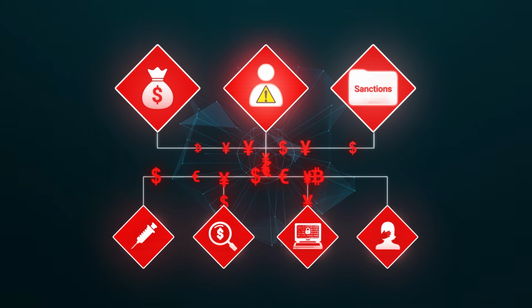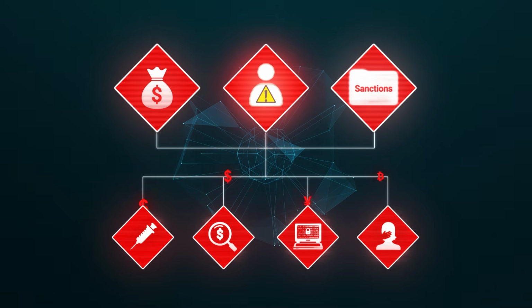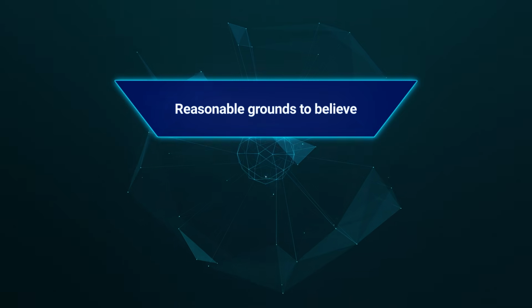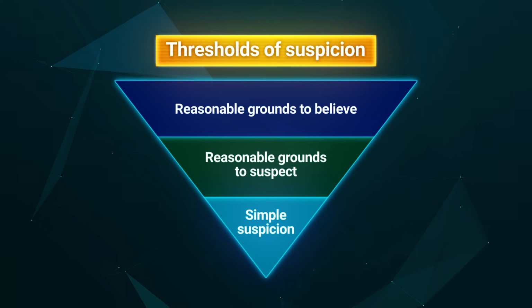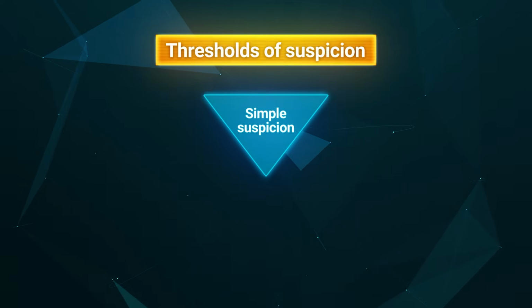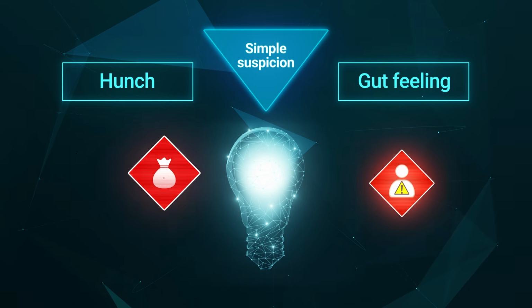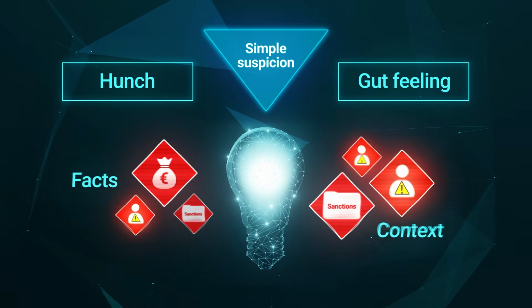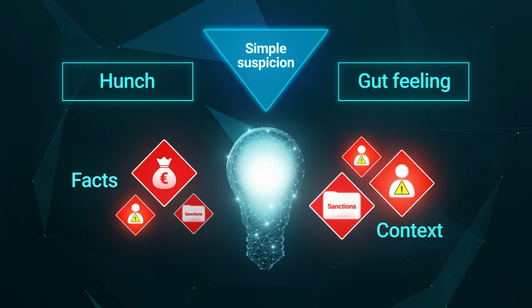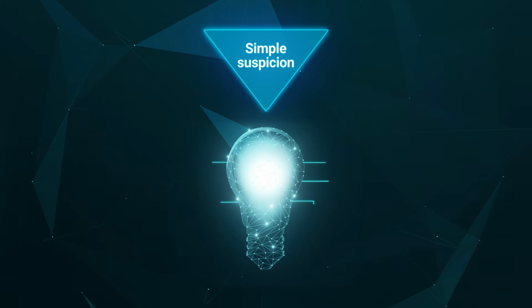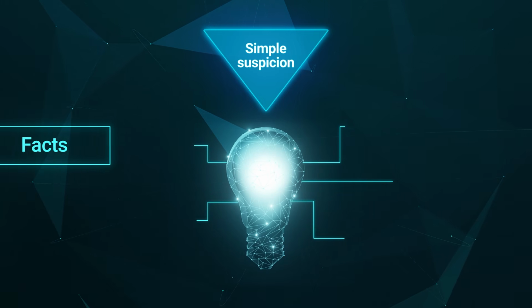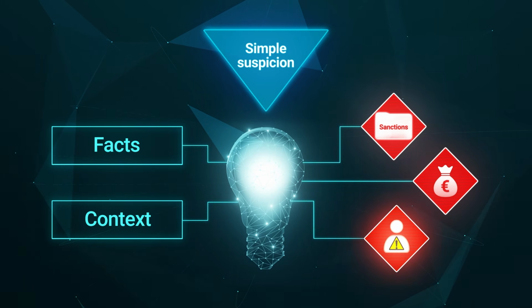However, before you decide to submit a suspicious transaction report to FINTRAC, it is important to understand the different thresholds of suspicion. Simple suspicion, the lowest threshold, arises from a hunch or gut feeling without accompanying facts, context, or indicators of money laundering or terrorist financing or characteristics of sanctions evasion. With simple suspicion, the absence of supporting information prompts the search for additional details to substantiate or confirm the initial hunch.